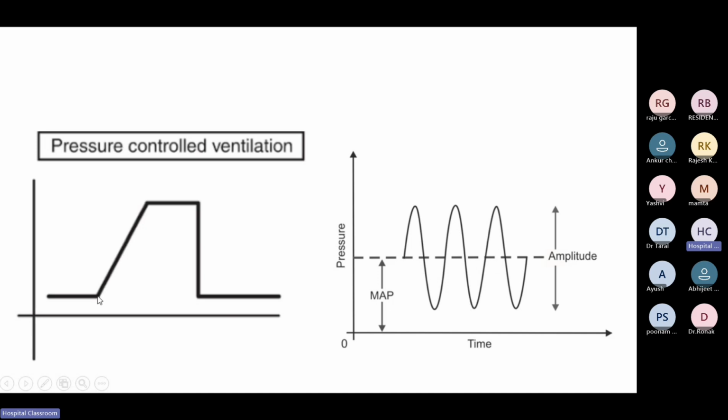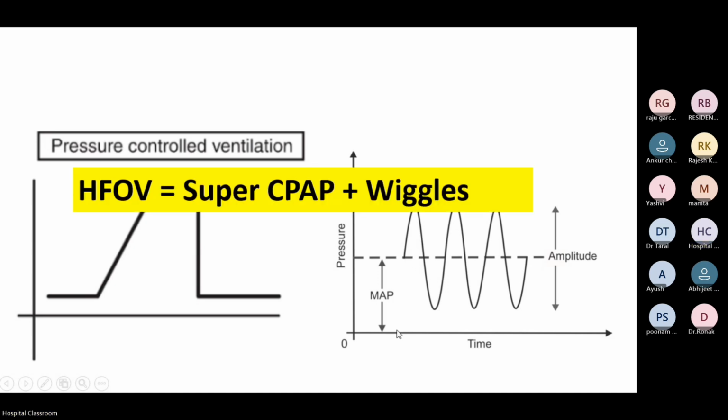In conventional ventilation, the difference between the peak pressure and the end expiratory pressure decides your tidal volume delivery. Whereas here, the stroke volume, which is this area under the curve that you see, will decide your tidal volume. So to put it simply, HFO is nothing but a super CPAP with wiggles, or a super CPAP with oscillations. That is how we can say it simply.